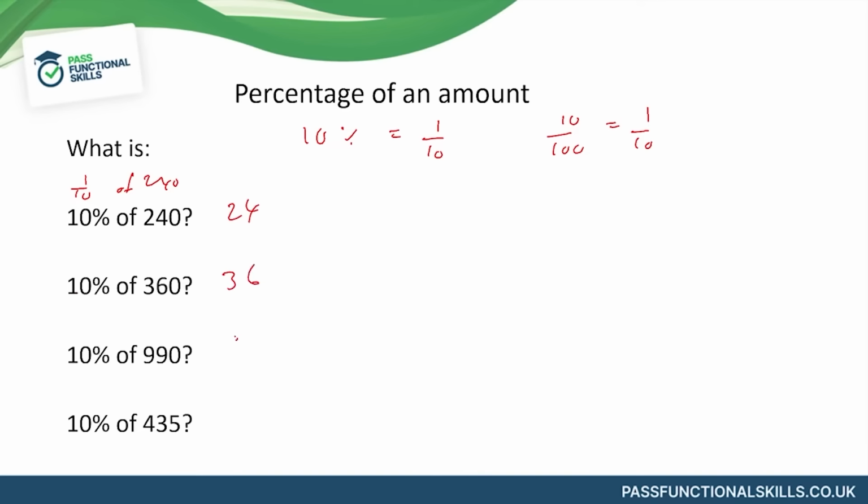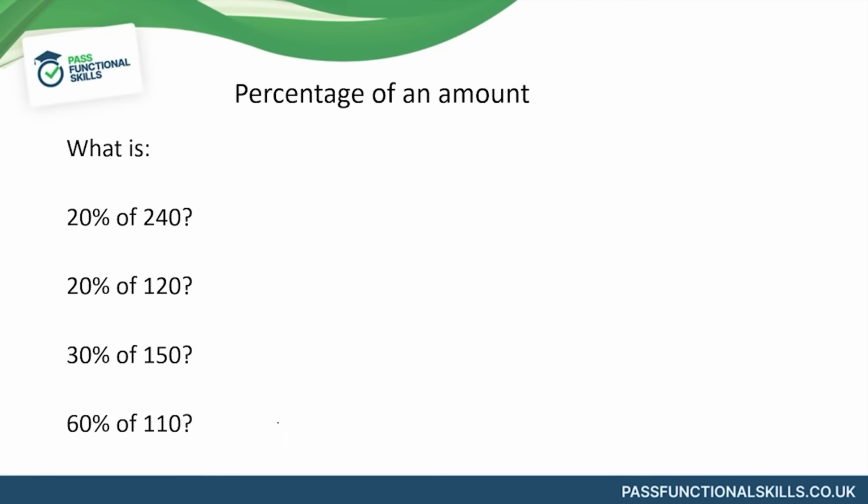Here we can't take off a 0, but if I divide that by 10, it's 43.5. Now, if we can work out 10%, we can work out 20%. So what is 10% of 240? 10% of 240 is 24. So if 10% is 24, then 20% is, well, that is twice 10%. So double 24, we get 48.